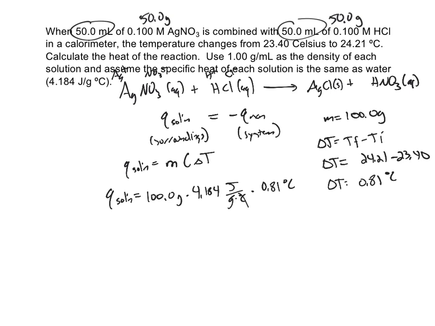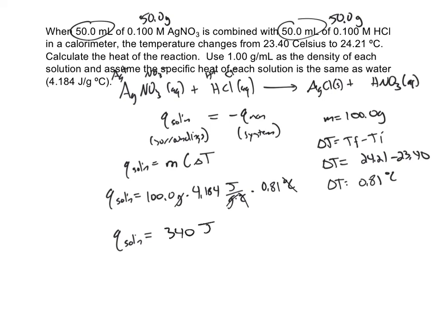Right, so the degrees Celsius cancel, the grams cancel, and so we'll be left with our heat in joules, which is good. That's the units that heat should have. So the Q for the solution, I have 4 sig figs, 4 sig figs, and 2 sig figs. So my final answer should have 2 sig figs. So I get 340 joules.